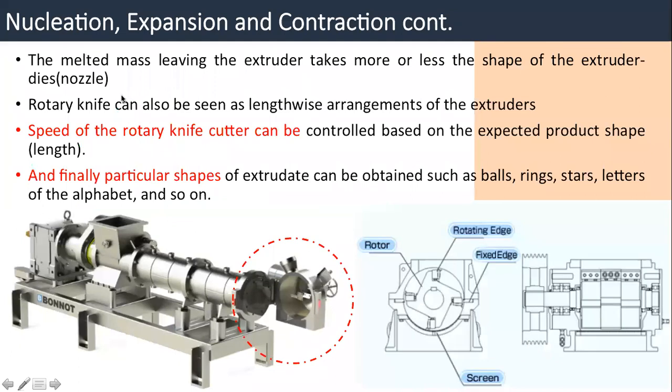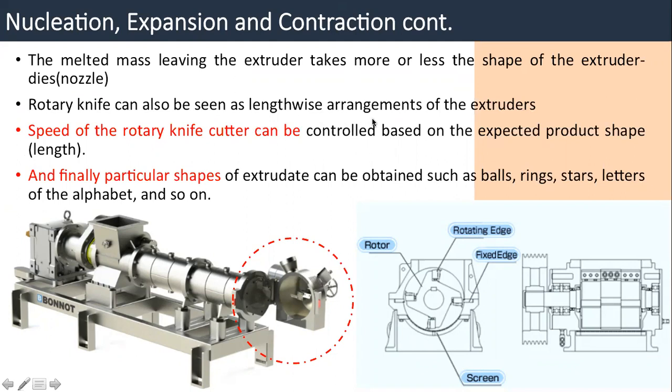So what happened? The melted mass leaving the extruder goes through the die, and then you can get a shape. At the end of the die there is a cutter or knife, you can see the knife here. After the die of this extruder, we use a knife to get the proper shape.